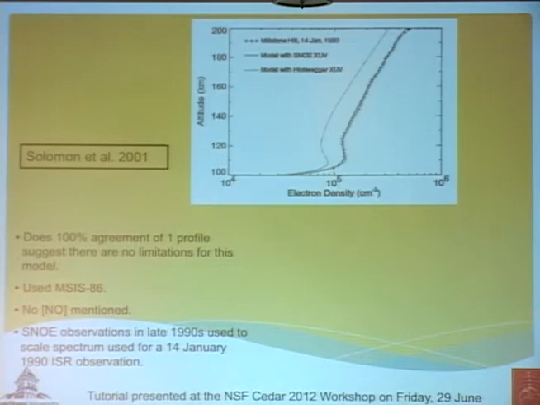He used MSIS 86, okay, so there's a little bit of a concern. SNOE was all to do with NO, but the paper itself didn't allude to how he used NO. So there's an immediate question for Stan: what were you doing with NO? And these analyses mixed things together. The observations were from a 14th January 1990 ISR observation, and the SNOE data came at a much later time. It's almost a half solar cycle apart, so there are a number of reasons why we shouldn't walk away saying that we've done it.